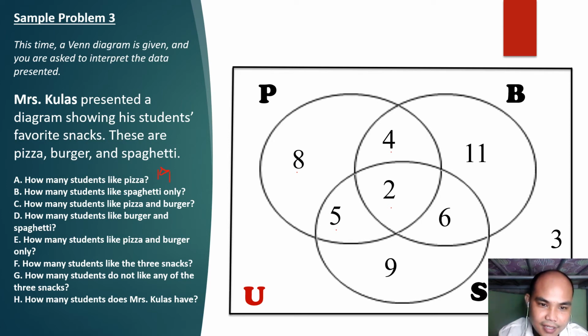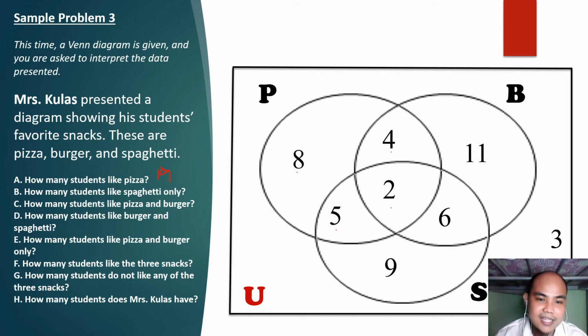who like pizza. Correct. Again, I will repeat. Pizza is what is being looked for, so we need to add all the elements inside this circle, which is pizza. 8 plus 4, 12. 12 plus 2 is 14. 14 plus 5 is 19. So the answer for letter A is 19. Let's go to letter B.